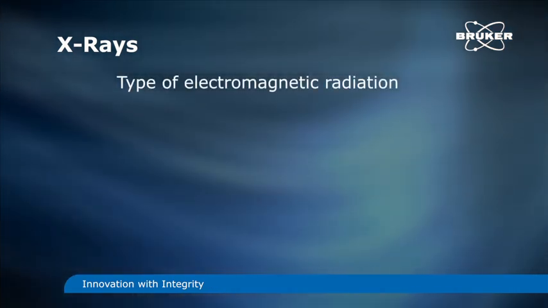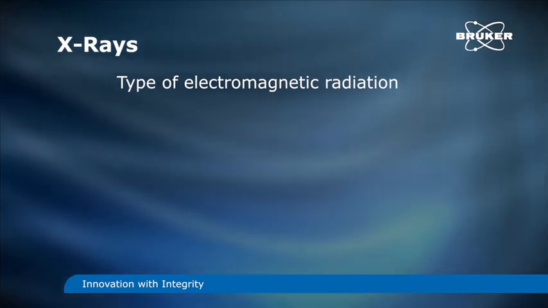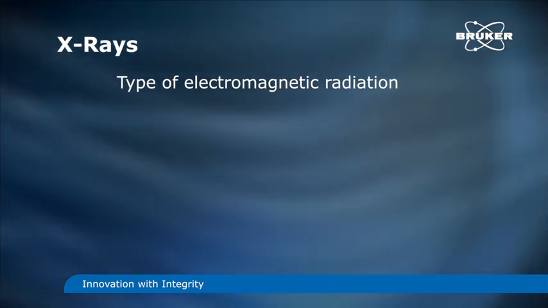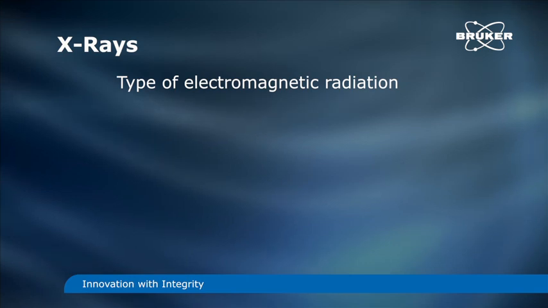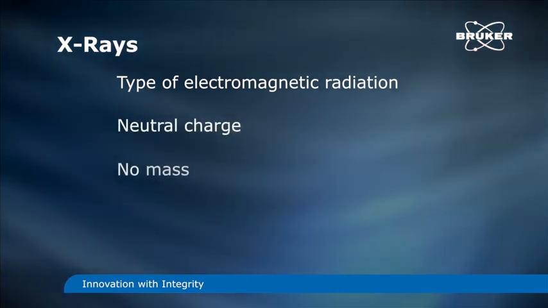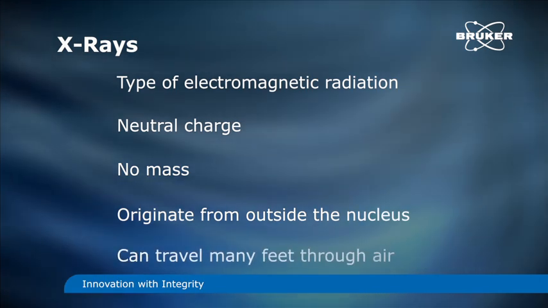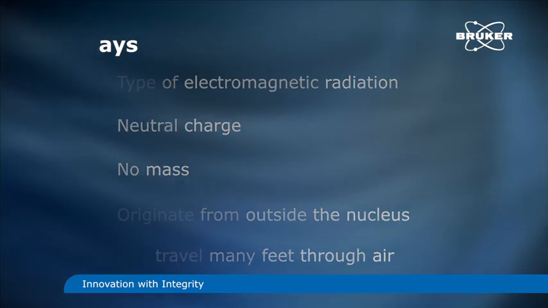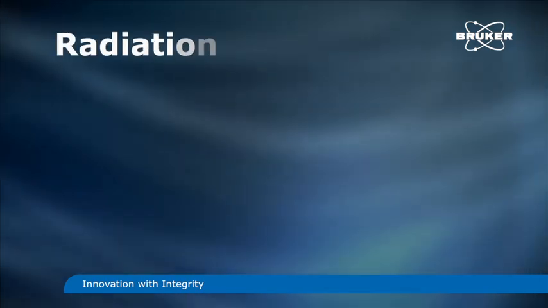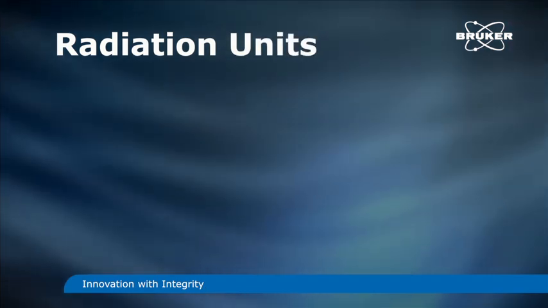They are a type of electromagnetic radiation that consists of photons or individual packets of energy. They have a neutral charge and no mass. X-rays originate from the electron shells outside the nucleus and travel many feet through the air. Several units are used to describe radiation measurements.